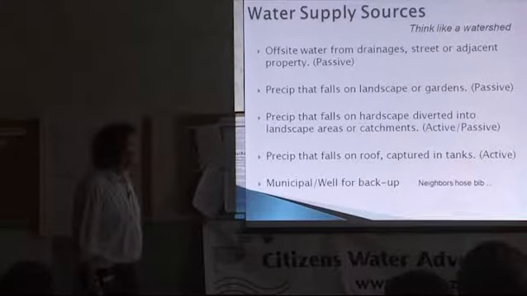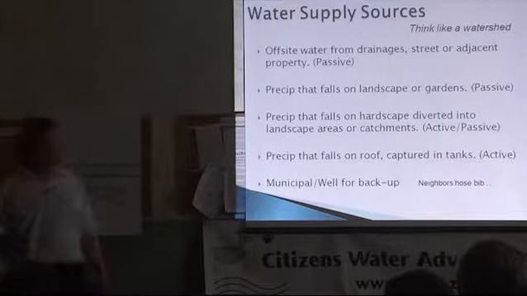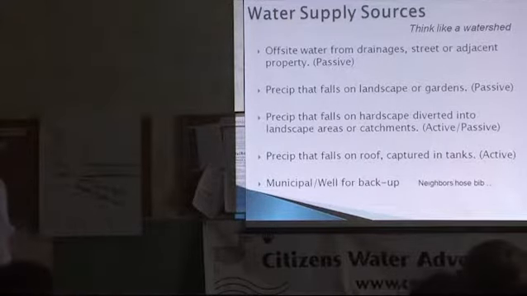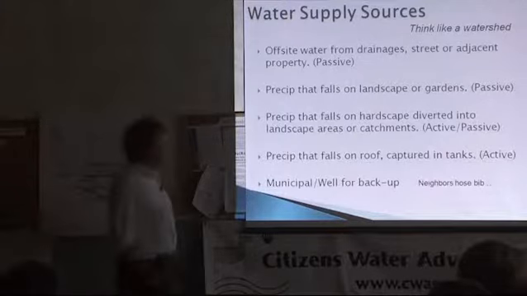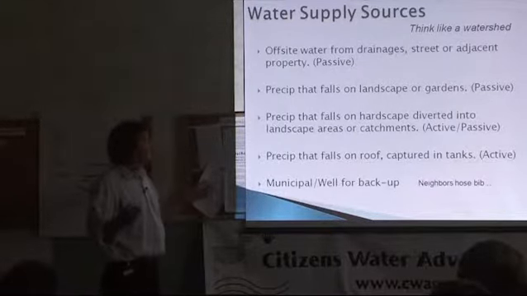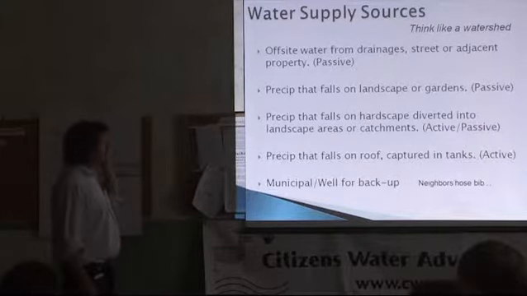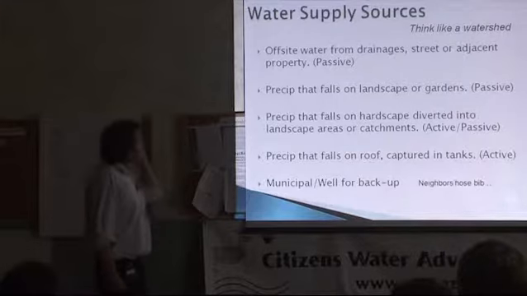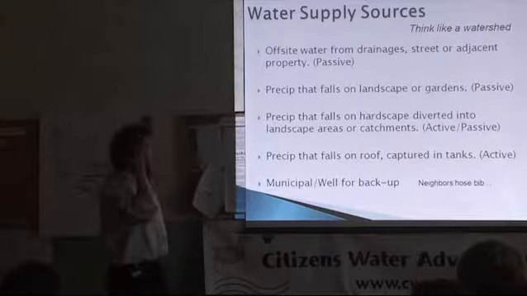Water supply source: offsite water from drainage, street, or adjacent property. I'm bringing this up because you need to look at the situation that you're on. You may have water. I've had many people complain that a neighbor is allowing some stormwater to gush through their property, and I'm like, great, because we can use it to our advantage. We can manipulate that as long as it's not a major storm flow that's going to take the house out. So look for offsite water, and think like a watershed. That's why I put that up there. Look upstream, see where you can get more water.